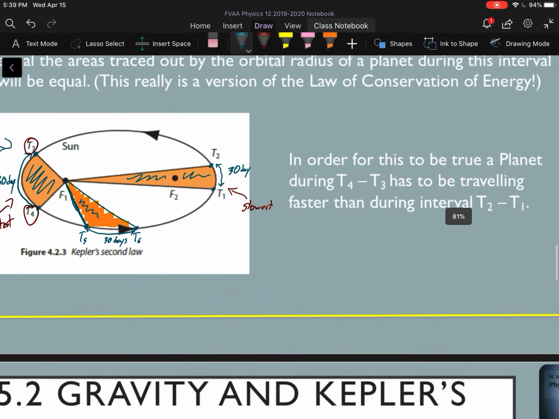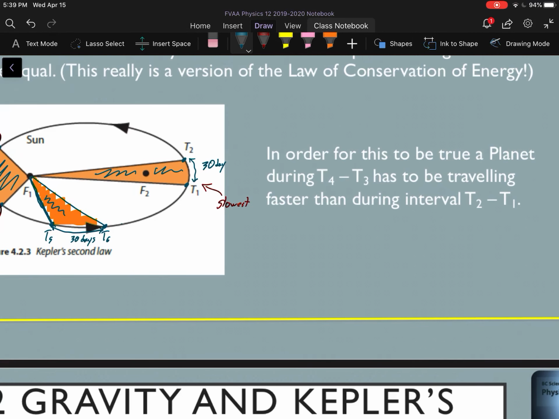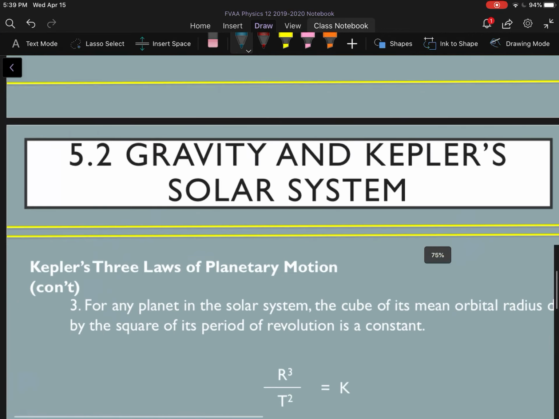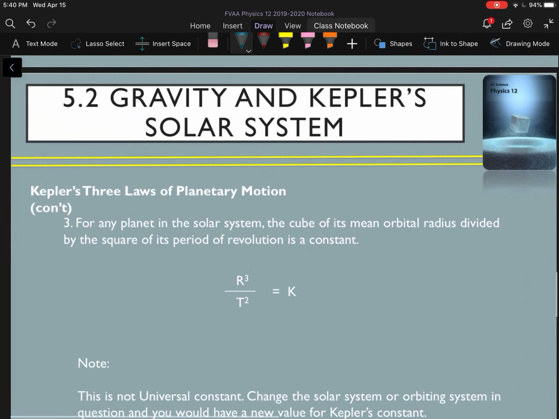Okay? So in order for this to be true, a planet during T4 minus T3 has to have traveled faster than during interval T2 and T1. And that's what we just talked about there. Okay? Now the third law is the mathematical law. All right?